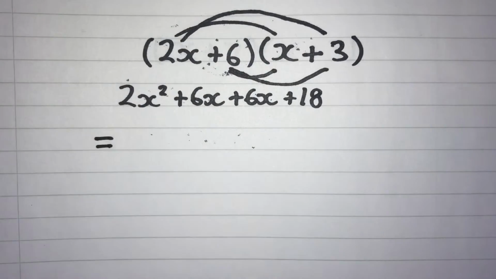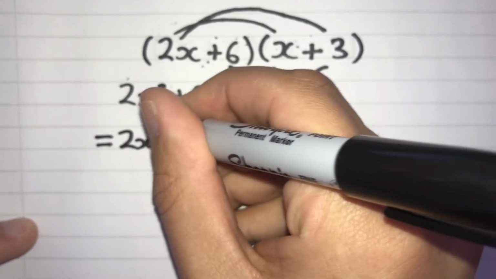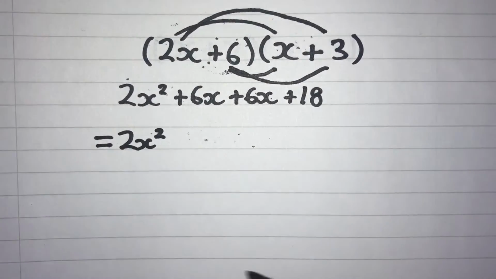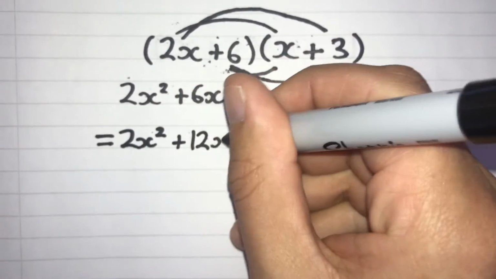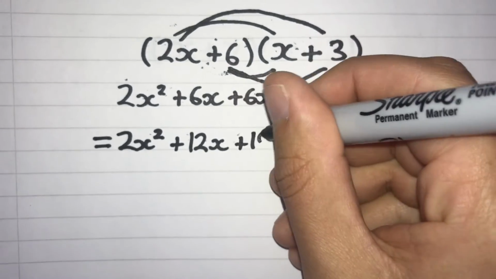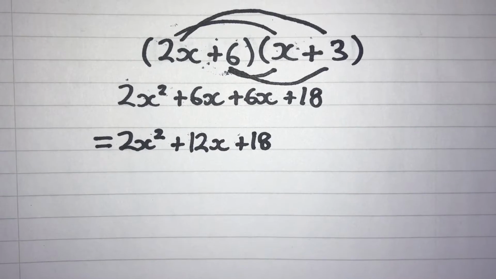So it's x squared. We've still only got one of these x squared, so we leave it as it is. It's 2x squared. We've got two lots of x terms, a 6x and another 6x, we add them together, and we have 12x. And then finally, we have our plus 18. So our final answer will be 2x squared plus 12x plus 18.